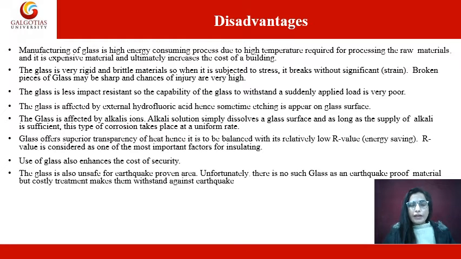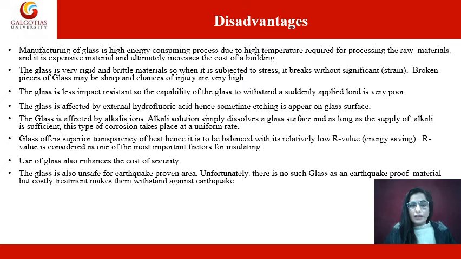Along with the advantages, here we have some disadvantages of glass. The first one is that glass is affected by alkali ions. Alkali solution simply dissolves a glass surface as long as the supply of alkali is sufficient. So this type of corrosion takes place at a uniform rate. Glass is a very rigid and brittle material, so when it is subjected to stress, it breaks without significant deformation. And broken pieces of glass may be sharp and chances of injury are very high.